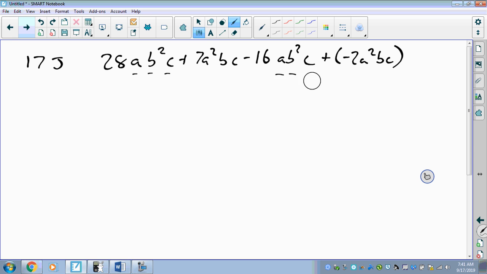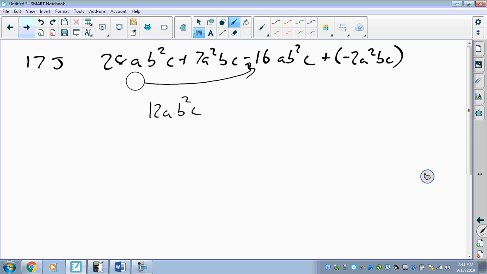So what does that mean? I'm going to do this one minus this one, because there's a negative sign in front of the 16. So 28 minus 16, last I checked, is 12. It's 12ab squared c. Don't mess with these. These stay all the same.